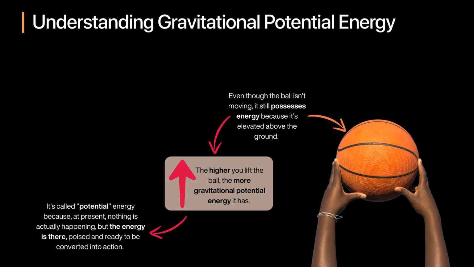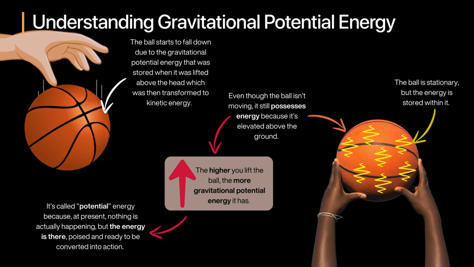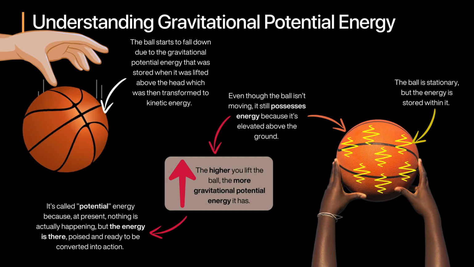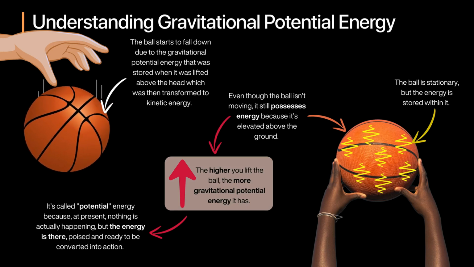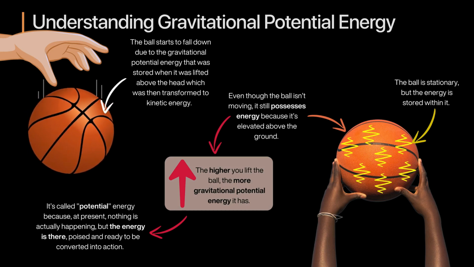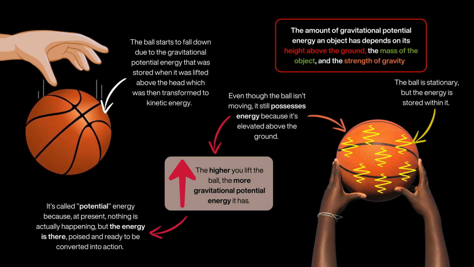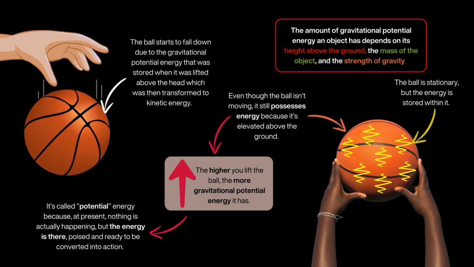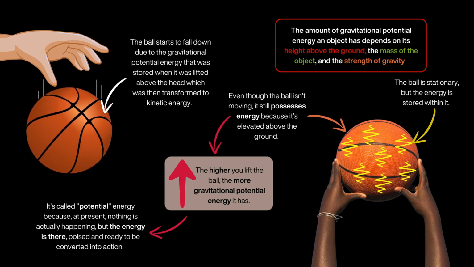Let's consider our ball again. Right now, you're just holding it up high. The ball is stationary, but the energy is stored within it. When you finally let the ball go, it starts to fall down. So, where did the energy come from to make the ball move? It originated from the gravitational potential energy that was stored when you lifted it above your head, which was then transformed to kinetic energy. The amount of gravitational potential energy an object has depends on its height above the ground, the mass of the object, and the strength of gravity. We will explore how to quantify gravitational potential energy in the next lesson.